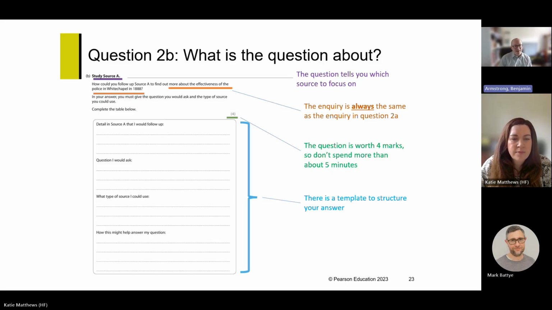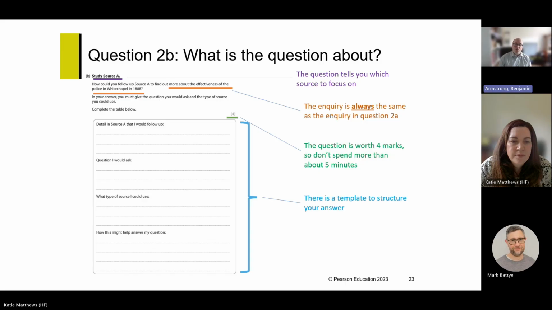The first space in the answer says, detail in source A that I would follow up. Here, you need to select a detail, which could be a short quote or something in an image that you've noticed that you would want to follow up on.